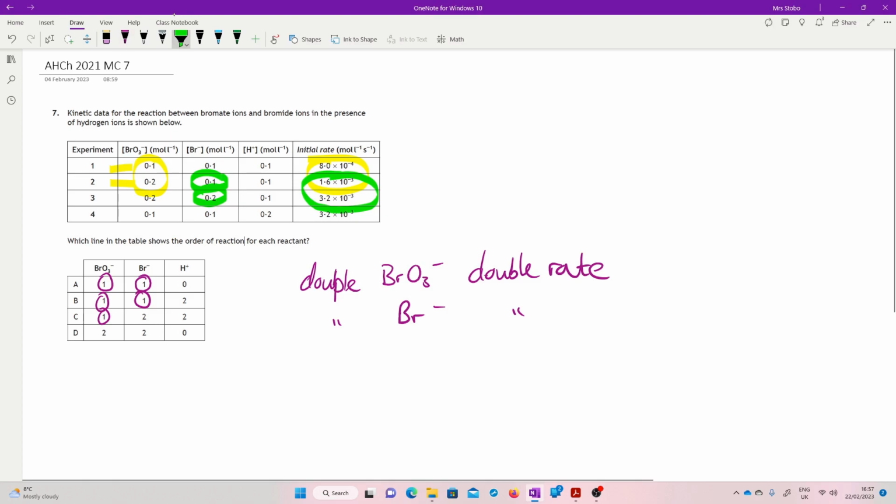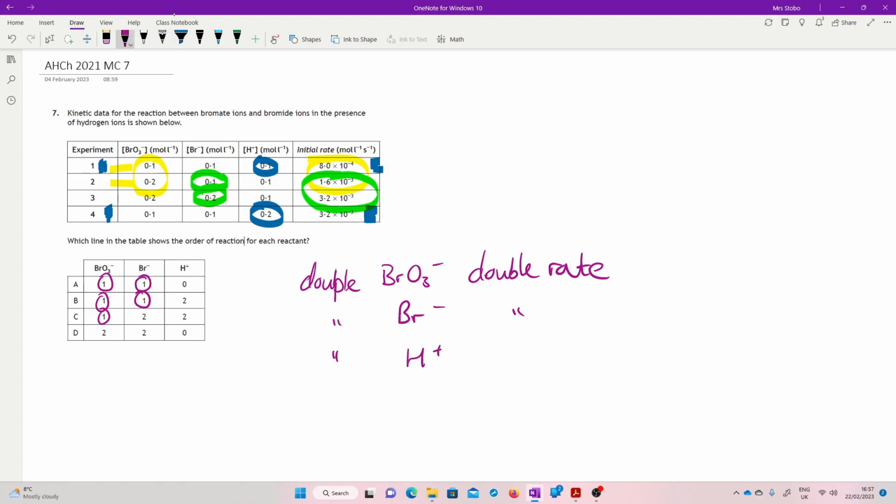Okay, so hydrogen this time, I'm just going for as many different colours as I can possibly throw in here. I'm looking at experiment 1 and experiment 4, because that's got a change here from 0.1 to 0.2. Everything else is the same between 1 and 4. So I'm going from 8 times 10 to the minus 4 to 3.2 times 10 to the minus 3. So if I double my hydrogen ions, I am actually quadrupling my rate, so that is second order. So B is the correct answer.